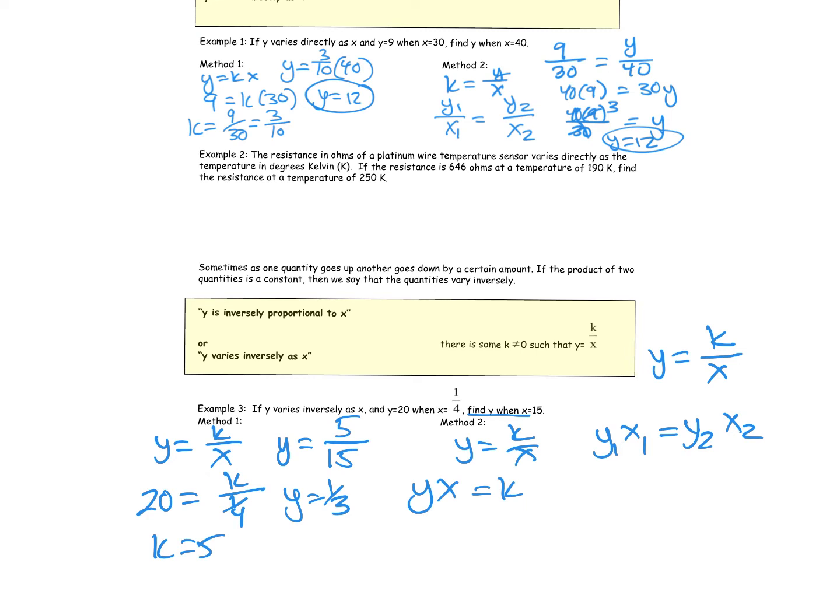So let's solve for it this way. So y is 20 when x is a fourth. Find y when x is 15. So I'm going to get 5 equals 15 y2. So y2 is 1/3. So again, doing the same thing, just different method. Okay. And then so you can try the next example.